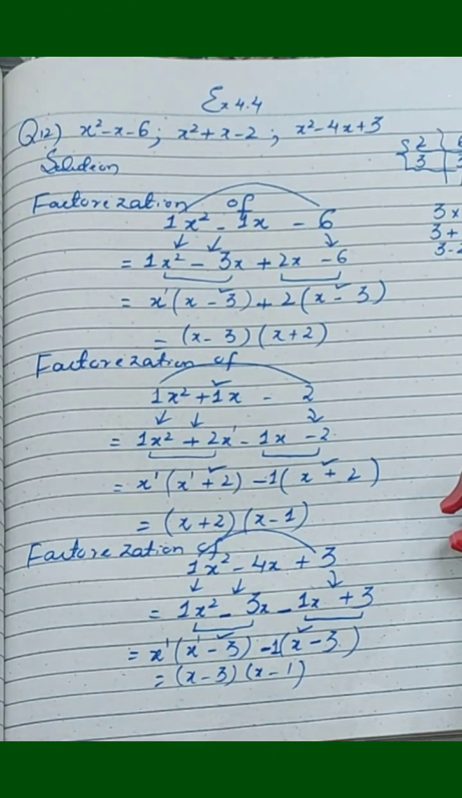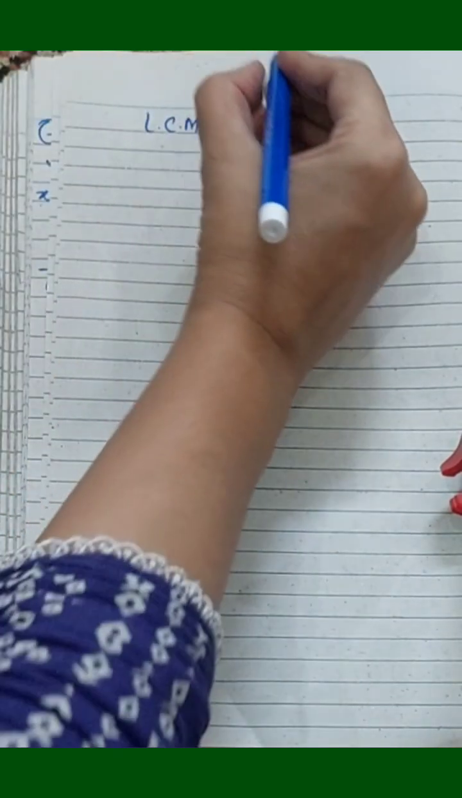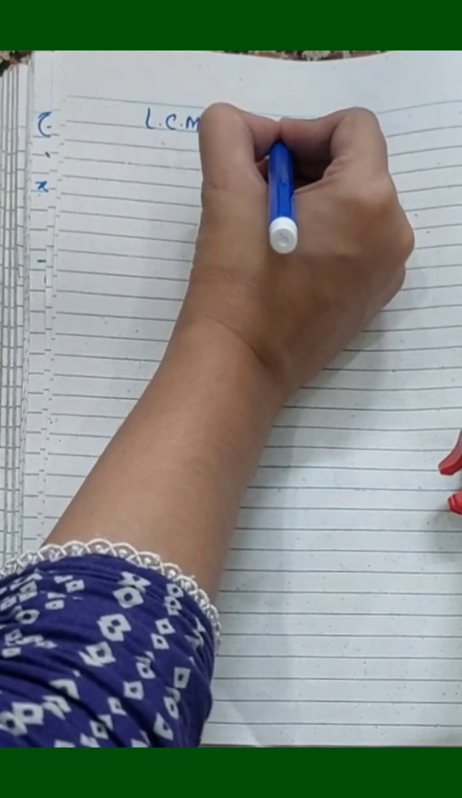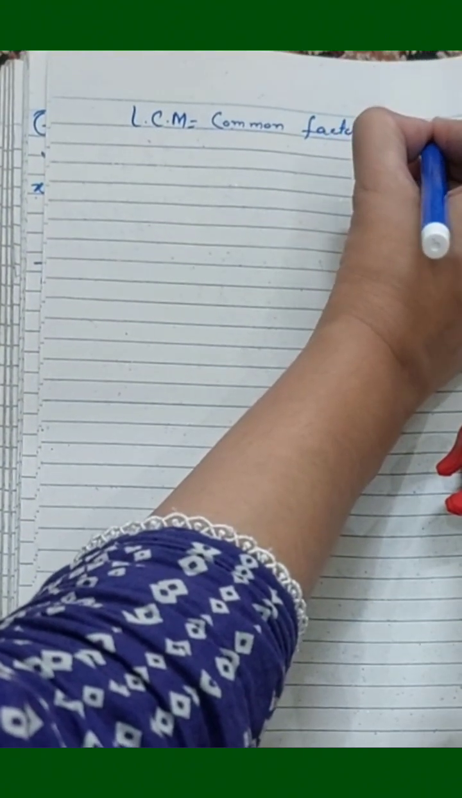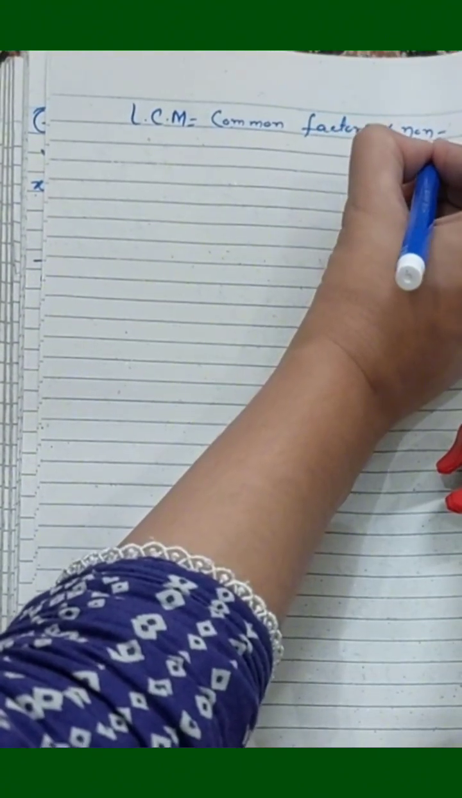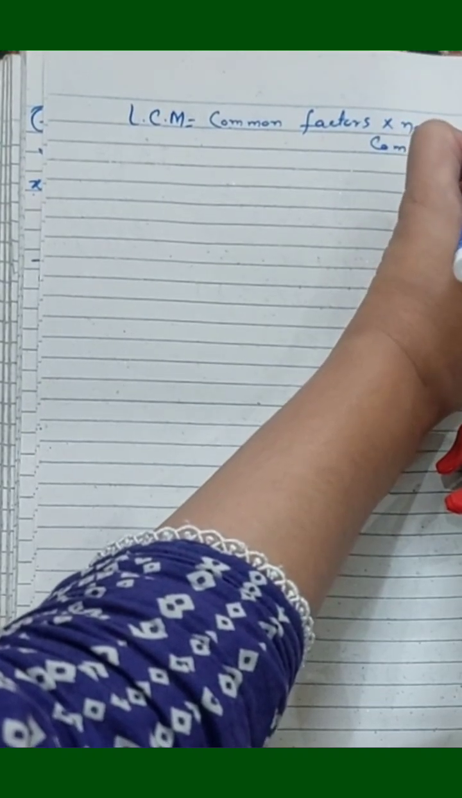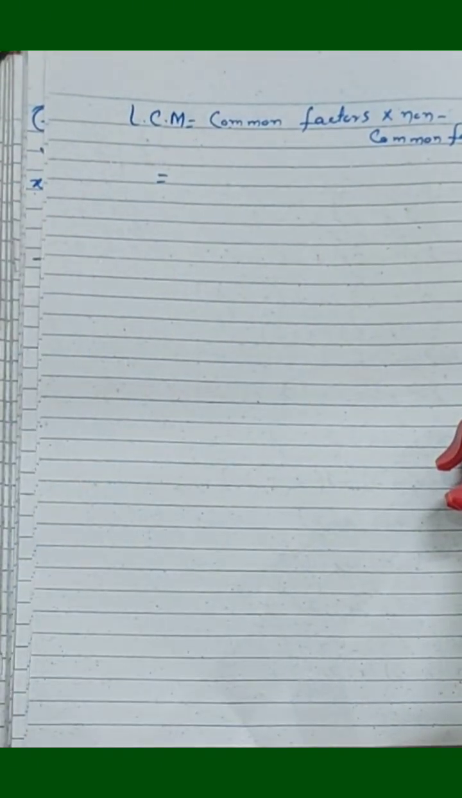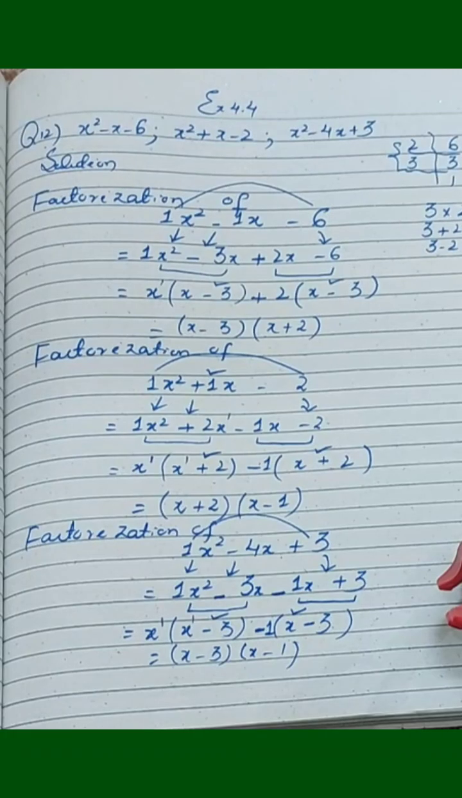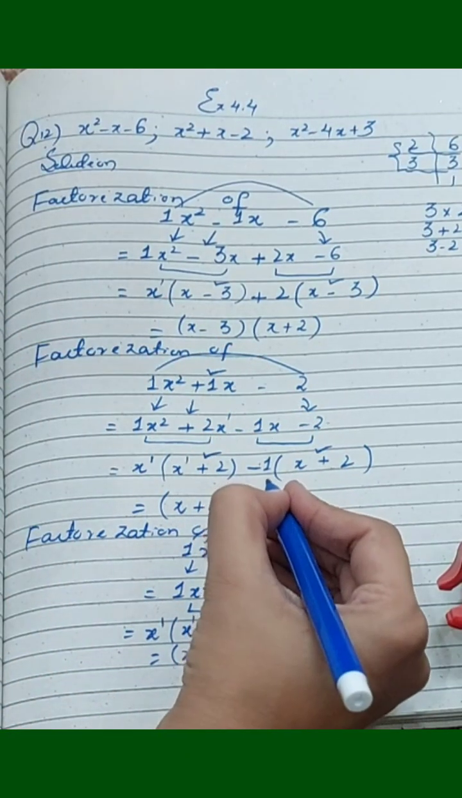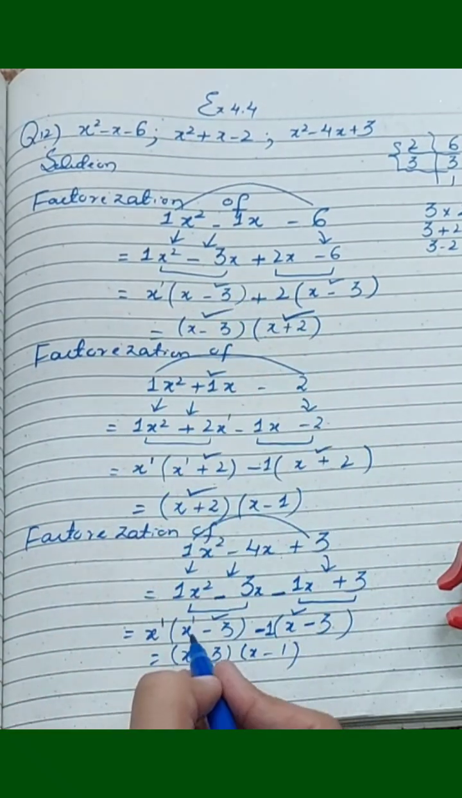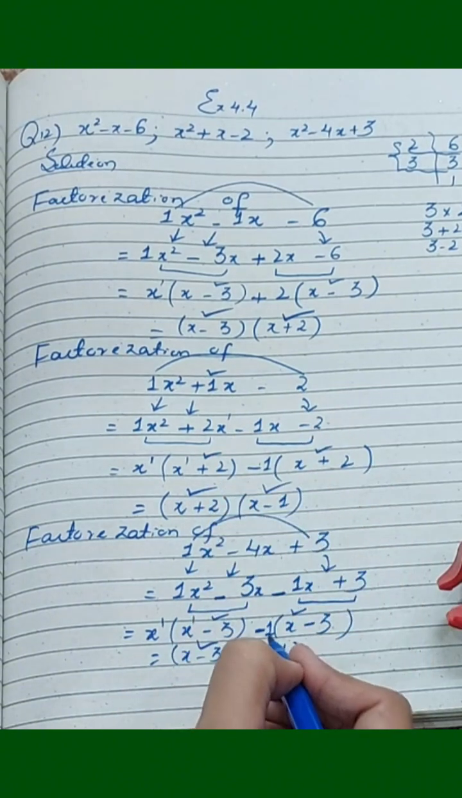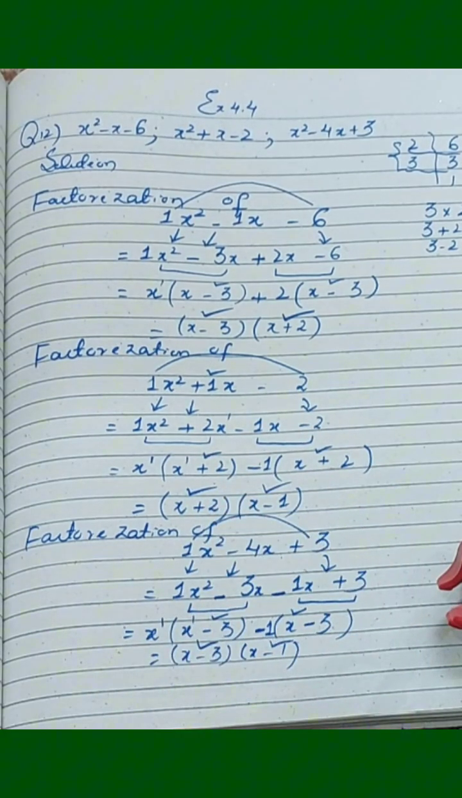So finally you have to find LCM. Now LCM is equal to common factors into non-common factors. Now you can see which one is common and which one is not common. Now you can see common factor is x plus 2, x minus 3, and x minus 1, and there is no non-common factor.